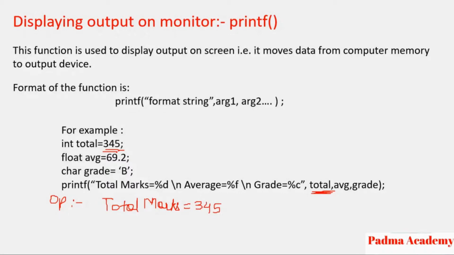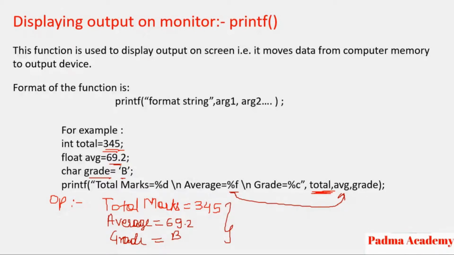The next line, average is equal to, it will find the %f and it will move towards the second argument, that is avg, and print the value of avg in front of average, that is 69.2. Then move on to the next line, then print grade is equal to %c, that is the value b. This is the required output for it. So we will move on further.